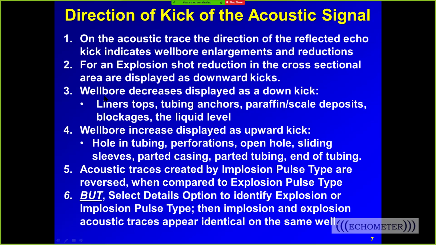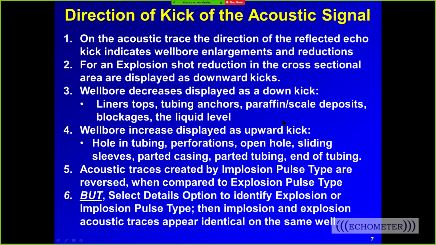And the things in the wellbore that echo like down kicks are a liner that reduces the wellbore from the surface down. You'll see the top of the liner as a decrease in cross-section of the wellbore and a down kick. A tubing anchor, you can see through the tubing anchor because it's not completely closed off, but it will show as a down kick. If you have a paraffin or scale deposit that's in a big clump in the wellbore, then it'll show as a down kick.